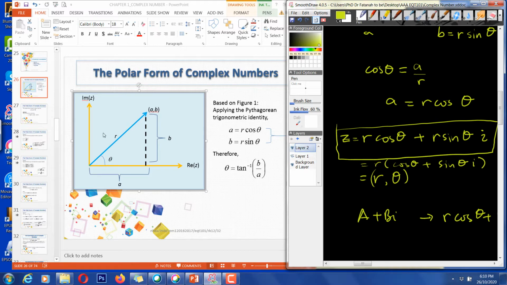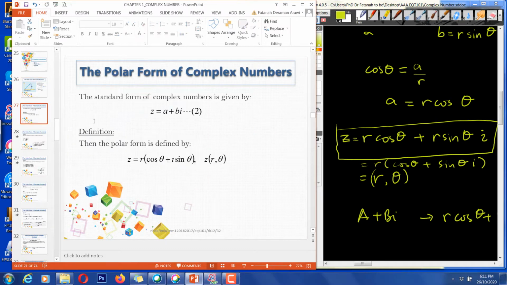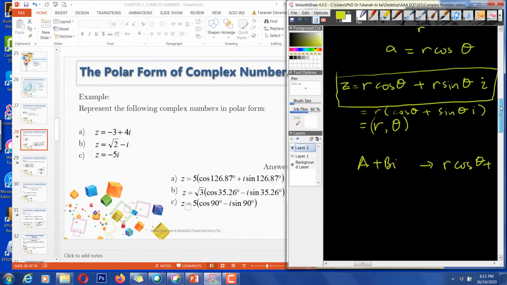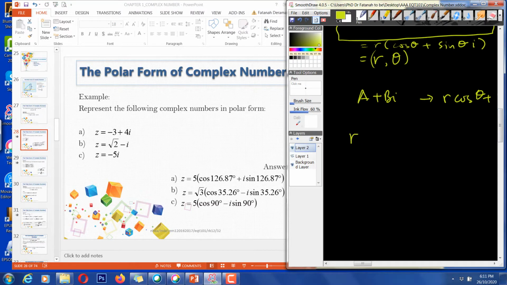Next, an example. We have the definition here: Z equals R (cos theta plus I sin theta), a similar form. Here we have a standard form. Represent the following complex number in polar form, meaning we need to represent it in terms of cos theta and sin theta. What we should find first is R and theta. If we find R and theta, we can put them into the polar form.